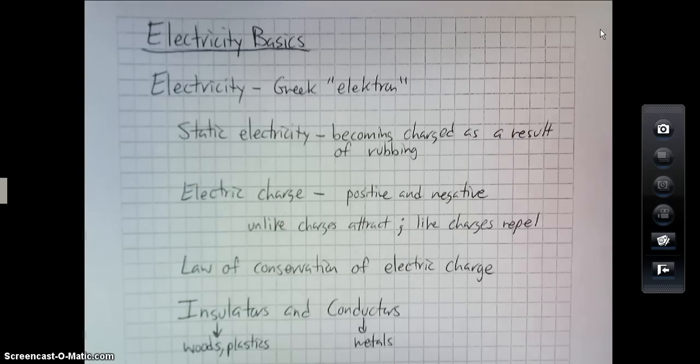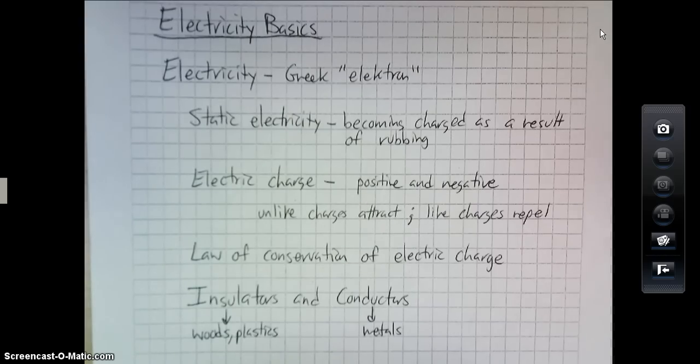There is a law of conservation of electrical charge, which simply means the same thing as any other conservation law. Conservation of mass says all mass cannot be created nor destroyed, it only changes forms. All energy cannot be created or destroyed, it only changes forms. Same thing with electrical charge. The total amount of charge you have at the beginning must always be present at the end. That'll come in a little bit down the line here.